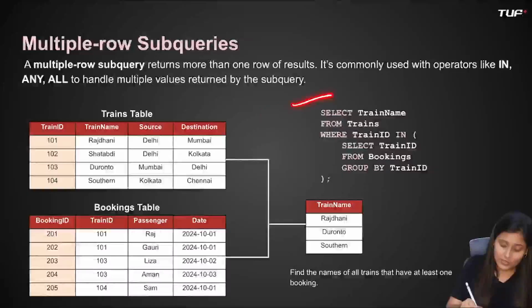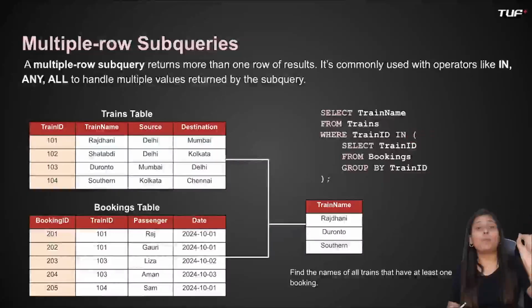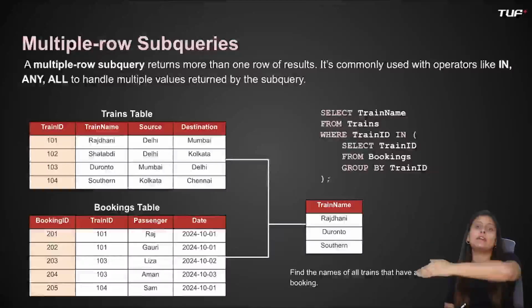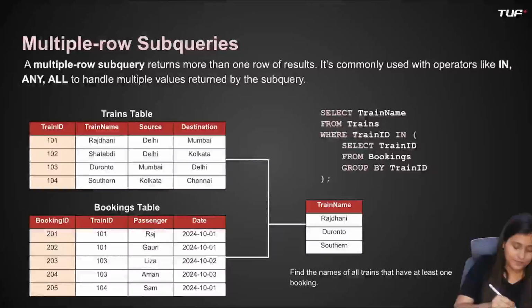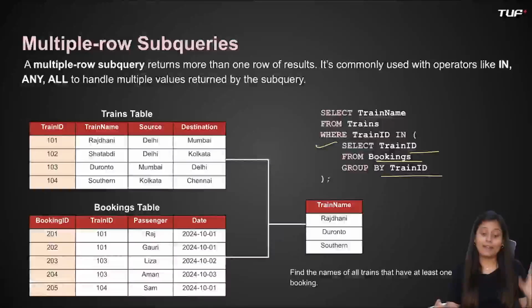So we are selecting the train name from the trains table. Now the same query as before, where train ID. Now instead of using the equal operator that will only match one value for one row, here we will be using the IN operator. So basically the IN operator will be checking for every train ID whether it is there in the resultant of the subquery or not. Now let's see the resultant of the subquery here. So it is saying select those train ID from bookings group by train ID.